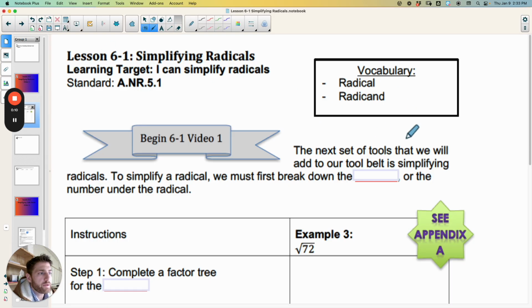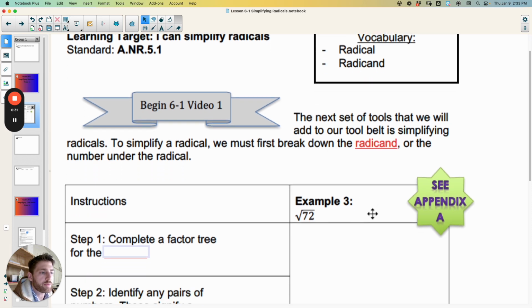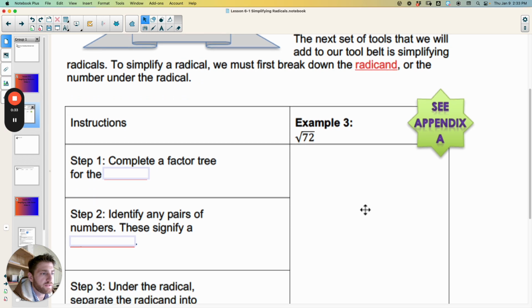So a couple vocabulary terms here that we need to pay attention to. That's the radical and the radicand, or you might hear it called the radicand. The next set of tools that we will add to our tool belt is simplifying radicals. To simplify a radical, we must first break down the radicand, or the number under the radical. So this example right here will kind of explain that. The number 72 is inside this radical, or under this radical, and we call this the radicand.